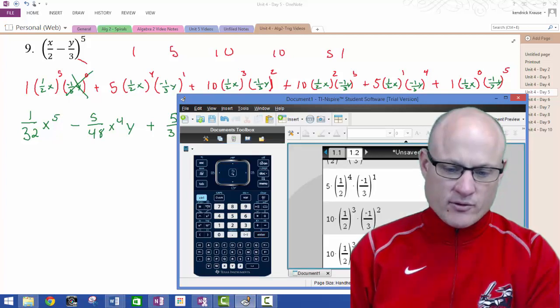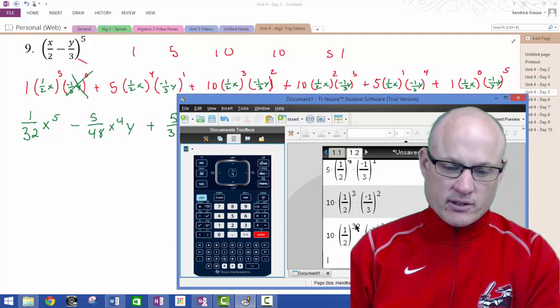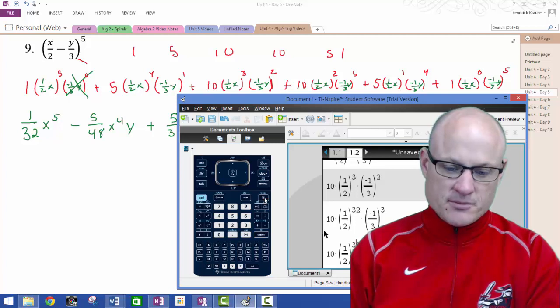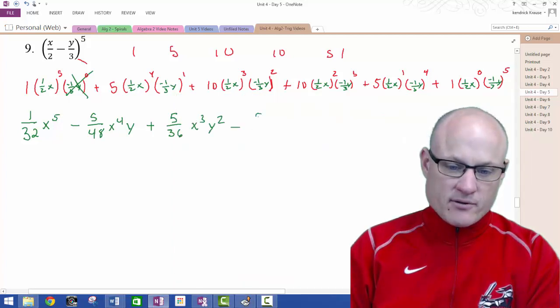We'll change this to a 3 now. And we'll change this to a 2. But the leading coefficient is still 10. Don't really want that. This should be a 2. Enter. And I get negative 5 over 54. So negative 5 over 54 x squared y cubed plus.